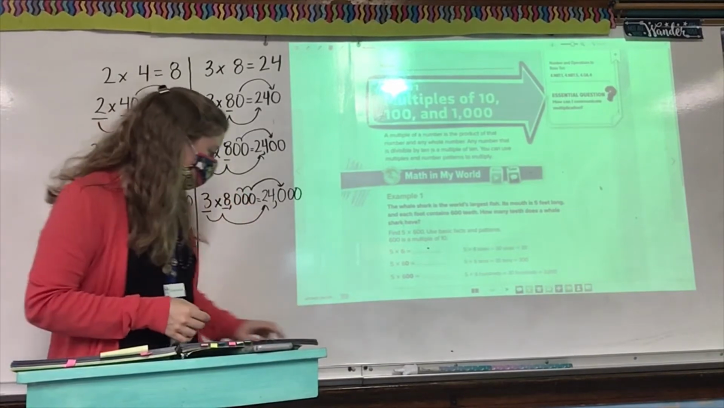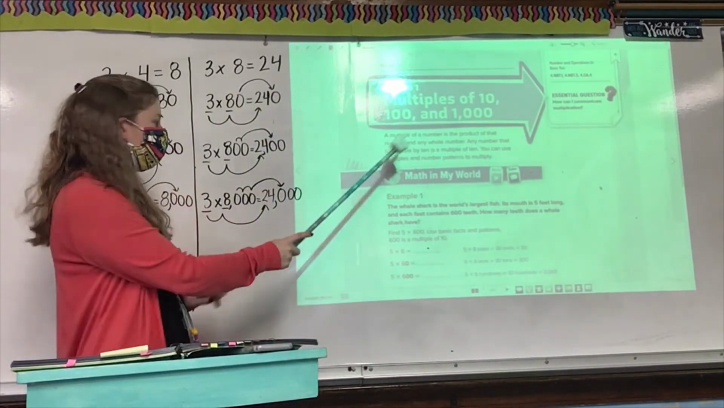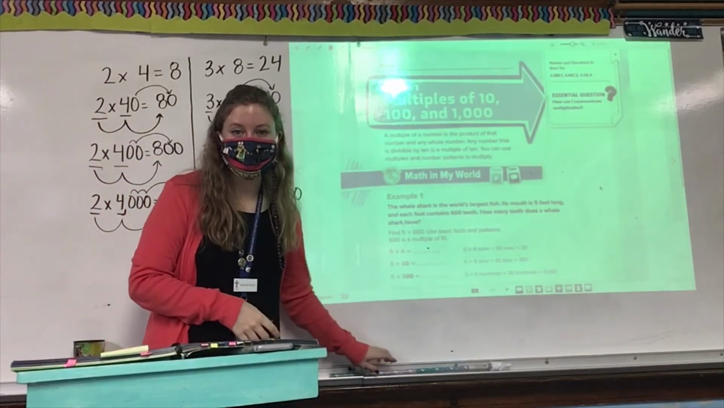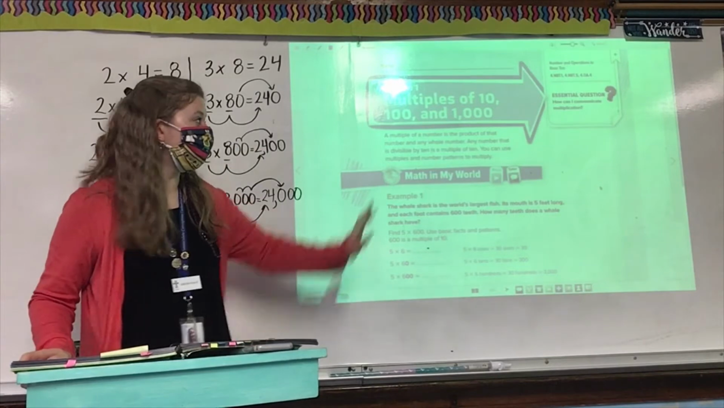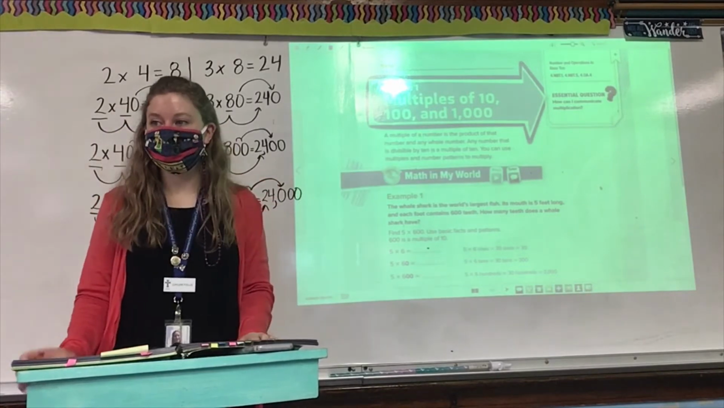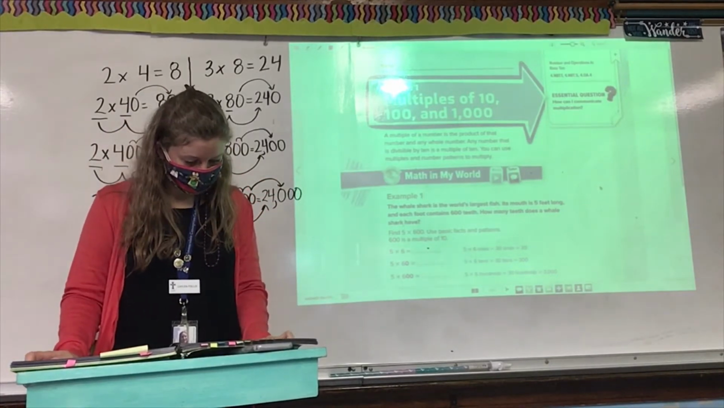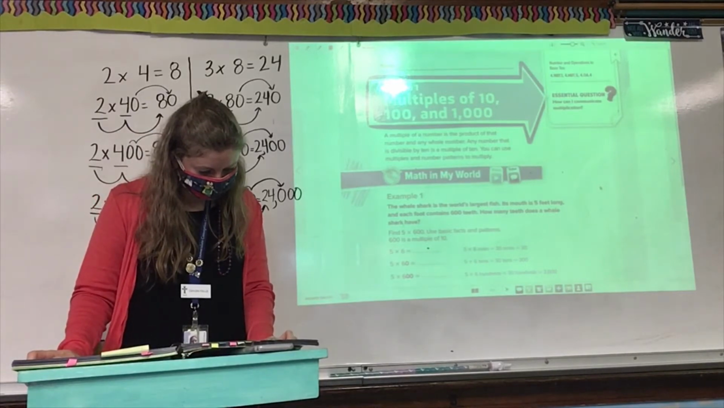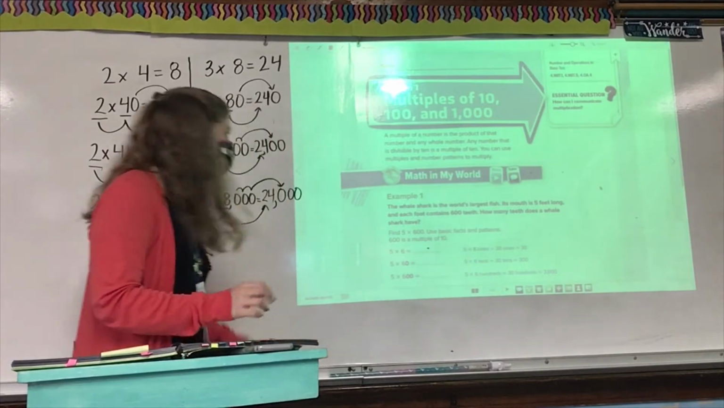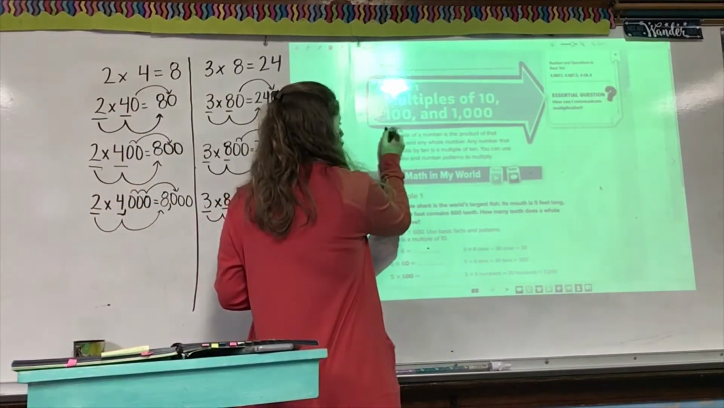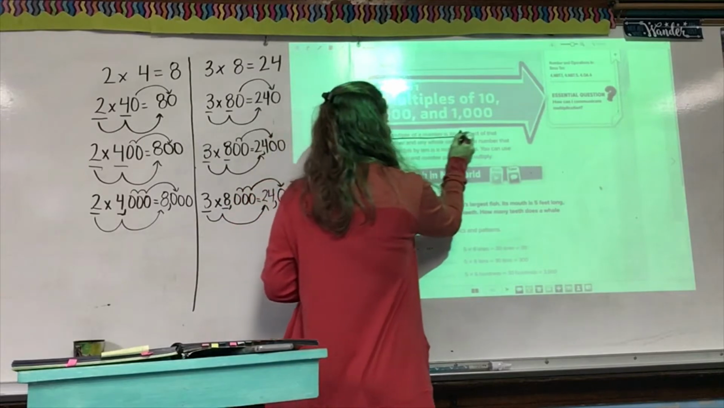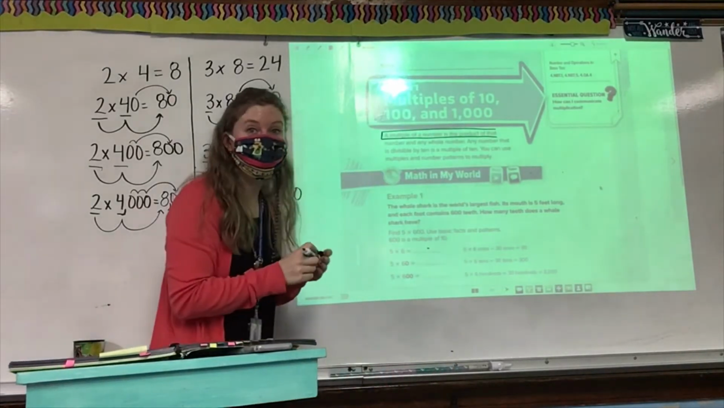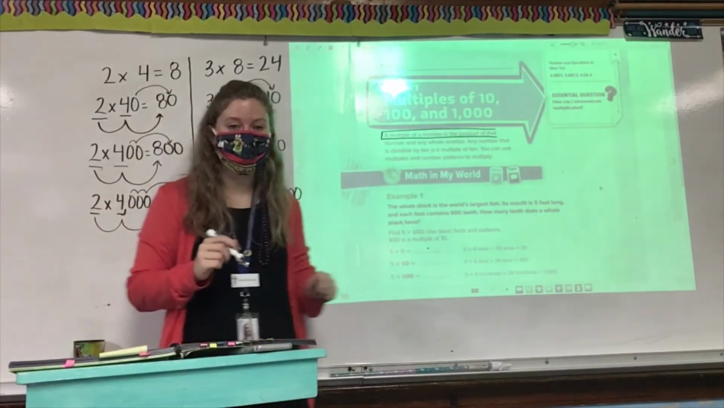Okay, so let's go ahead and read the sentences under the title. Smith, loud and slow. Make sure that you're following along as Smith reads out loud. A multiple of a number is the product of that number and any whole number. Let's underline that because that's really important. Actually, let's put it in a box. Remember, don't end your box at the end of the line because it's not the end of the sentence. So leave one side of your box open.